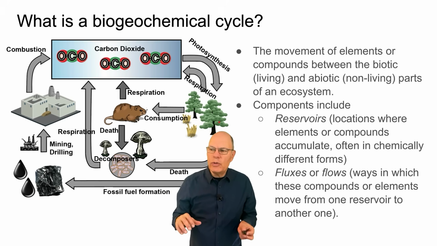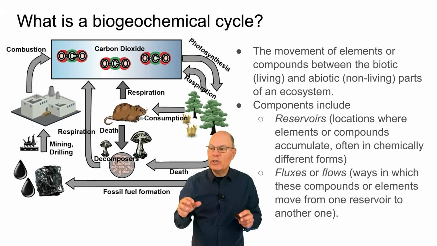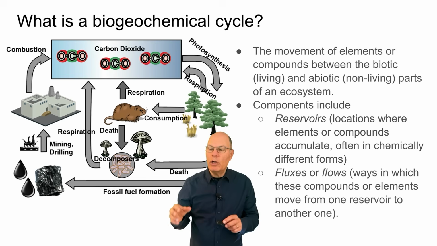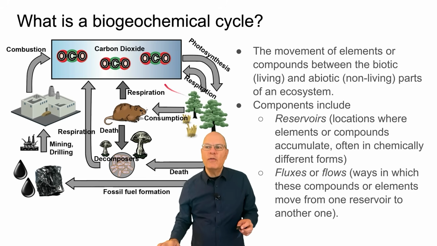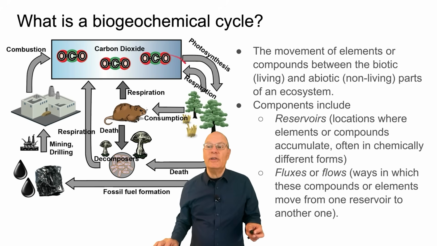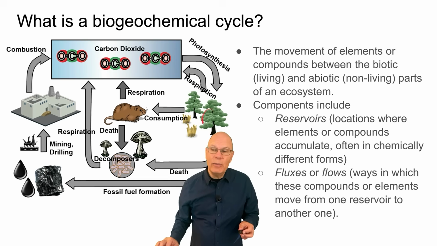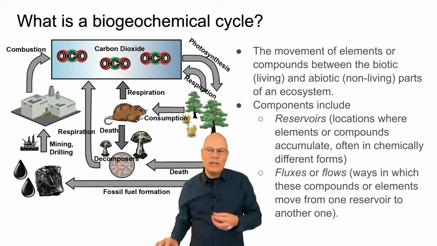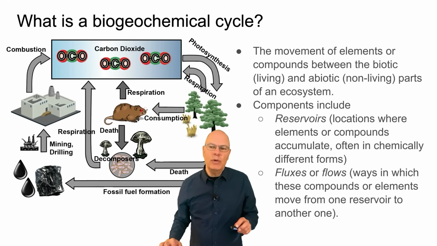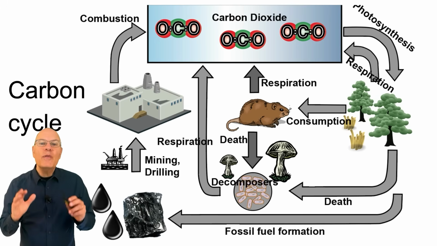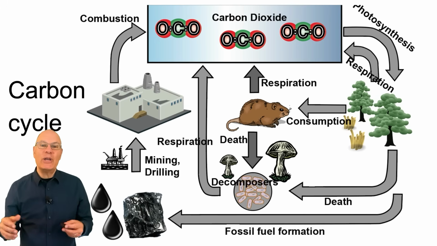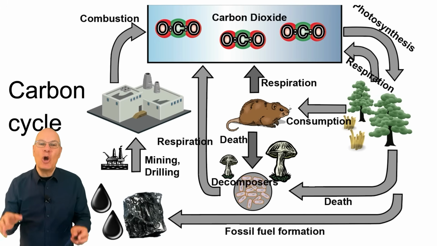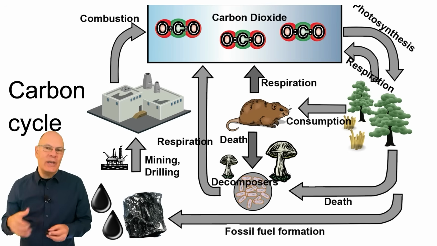Fluxes or flows are ways in which these compounds or elements move from one reservoir to another. So photosynthesis is a flux by which carbon dioxide in the atmosphere comes into plants. Consumption is a kind of flux by which the carbon that's trapped in plants moves to animals. If there's one biogeochemical cycle to be familiar with in your AP Bio class, that would be the carbon cycle. And here's how it works.